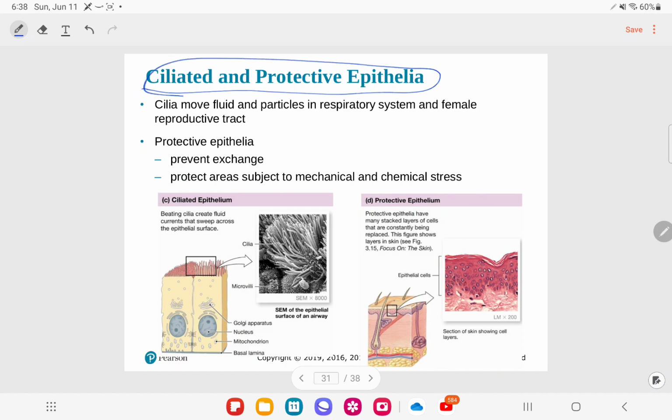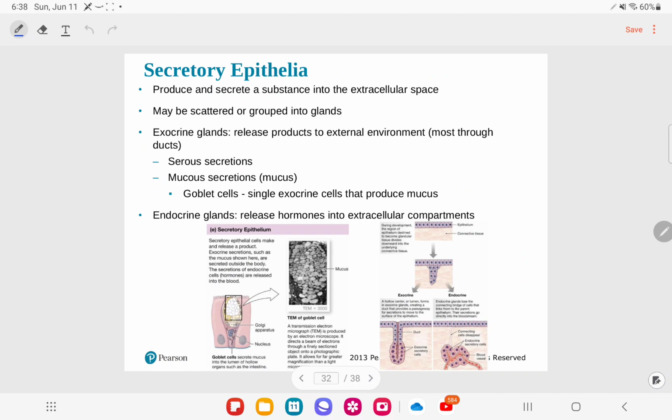Then we have ciliated and protective epithelia. Cilia move fluid and particles in the respiratory system and the female reproductive tract. Protective epithelia prevent exchange and protect areas subjected to mechanical and chemical stress. We have secretory epithelia that produce and secrete a substance into the extracellular space, and may be scattered or grouped into glands. Exocrine glands release their products to the external environment through a duct, and endocrine glands release their hormones into the extracellular compartments, like into the blood supply.